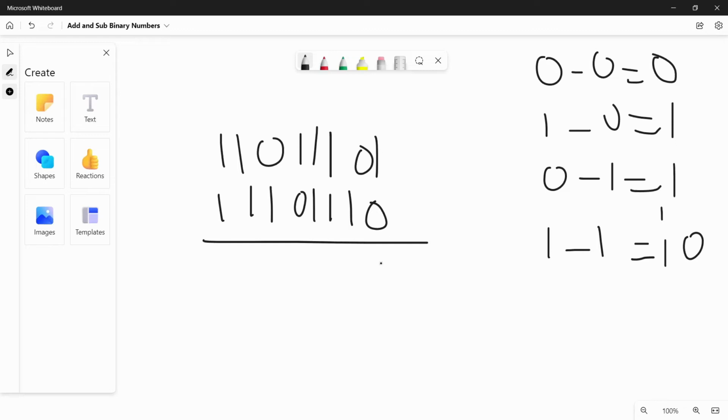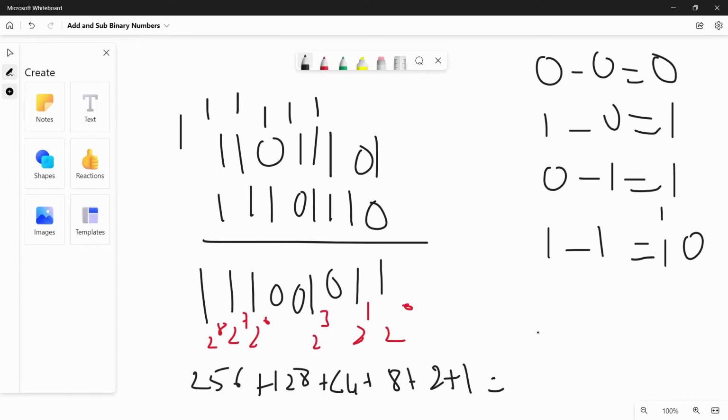So 1 and 0 is 1. 0 and 1 is 1. 1 and 1 is 0 and carry over a 1. 1 and 1 is 0 and carry over a 1. 0 and 1 is 1. 1 and 1 is 0, so carry over a 1. And 0 and 0 is 0. 1 and 0 is 1. And 1 and 1 is 0, carry over a 1. 1 and 1, 0, carry over a 1. 0 and 1 will be 1. 1 and 1 is 0, carry over a 1. 0 and 1 will be 1, and the 1 will slide down.